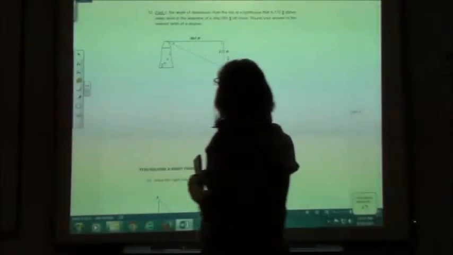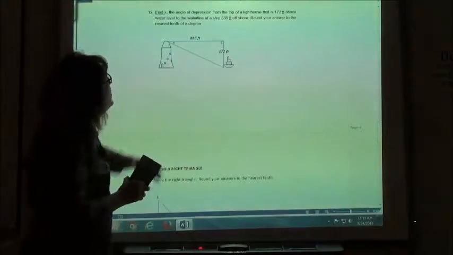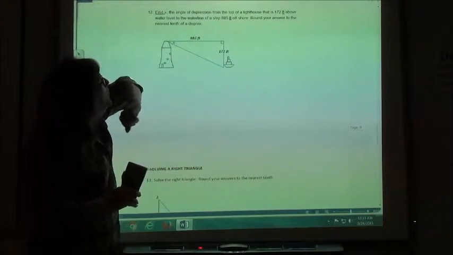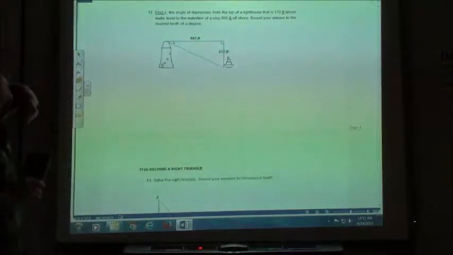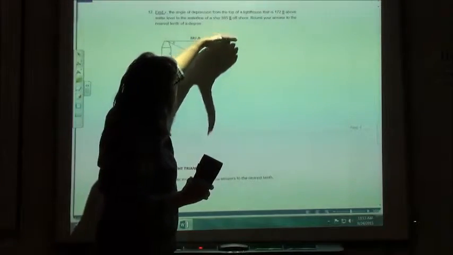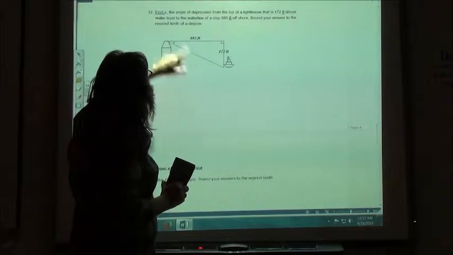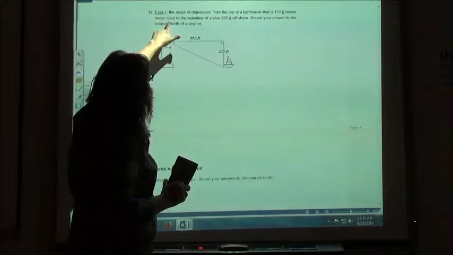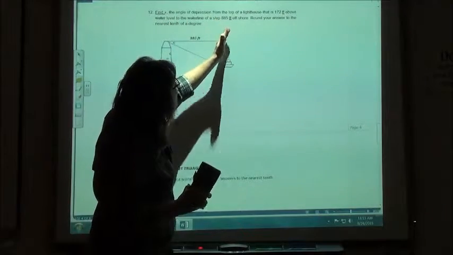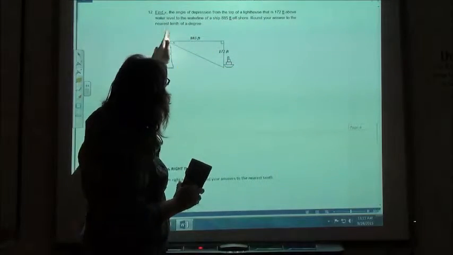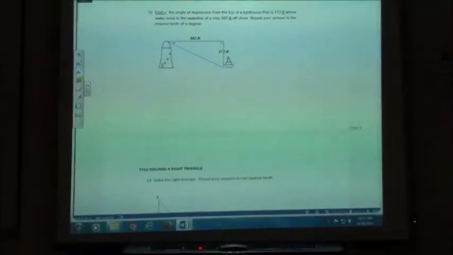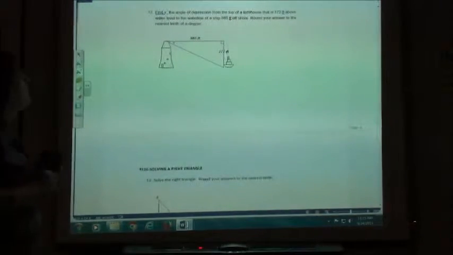Number 12 says find x, the angle of depression. So I'm starting on the top and going down. From the top of the lighthouse, that is 172 feet above water level. So here's the top, I went up 172 feet, above the water level to the water line of a ship that is 885 feet offshore. So my ship's way out here, it's 885 feet over to get to where the ship is. Round your answer to the nearest tenth of a degree again.